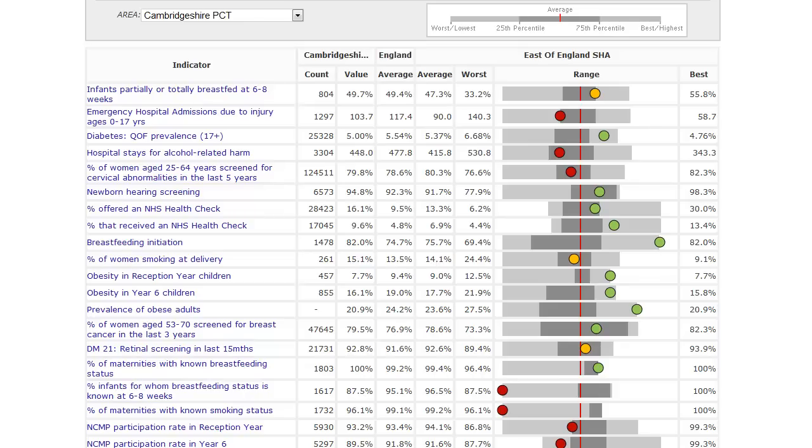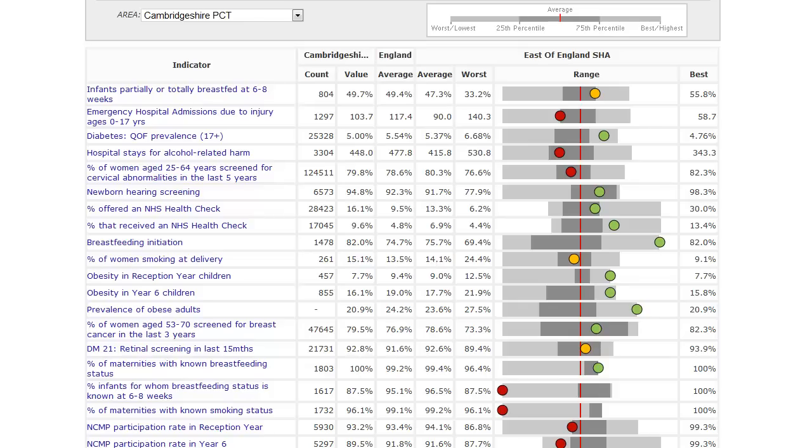The colour of the circles shows whether the value for the area is significantly different from the comparator area or benchmark. Red circles are significantly worse than the benchmark. Amber circles are similar to the benchmark, and green circles are significantly better than the benchmark.